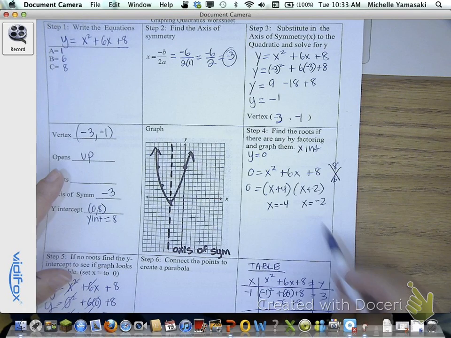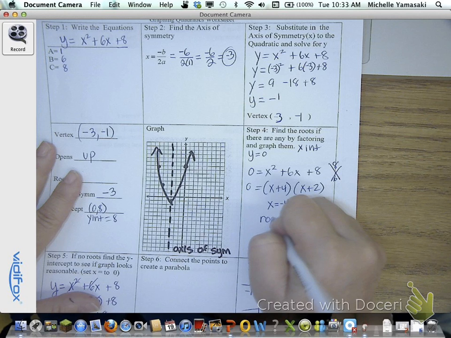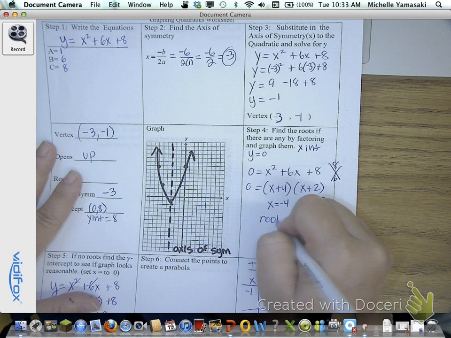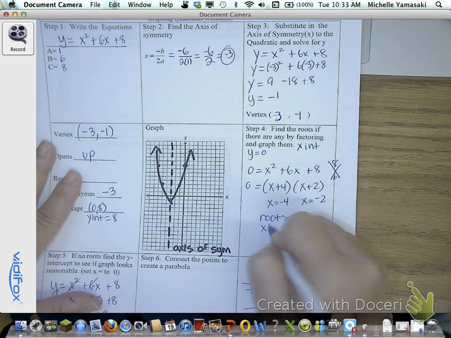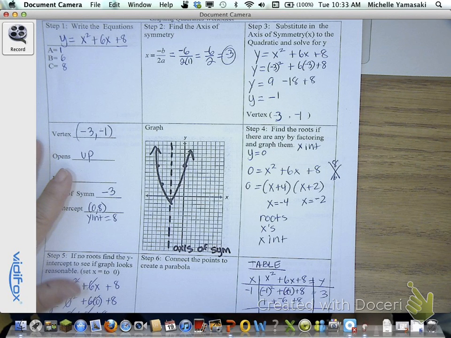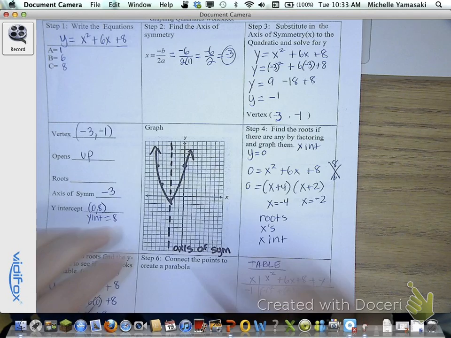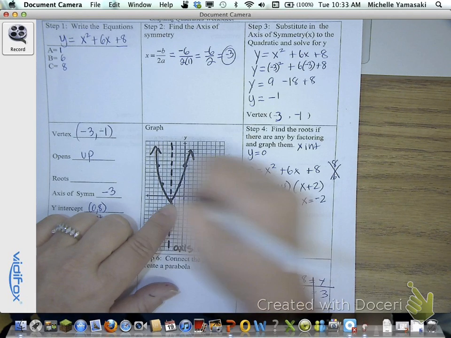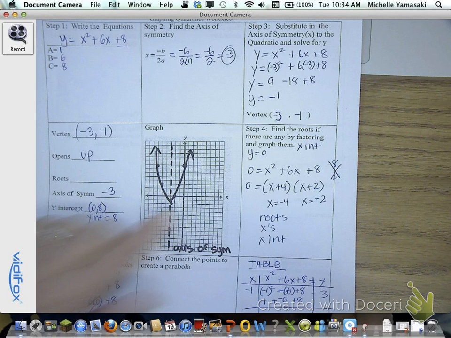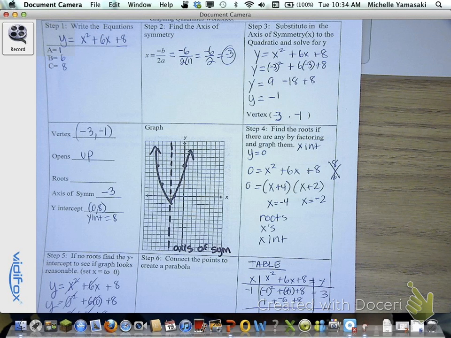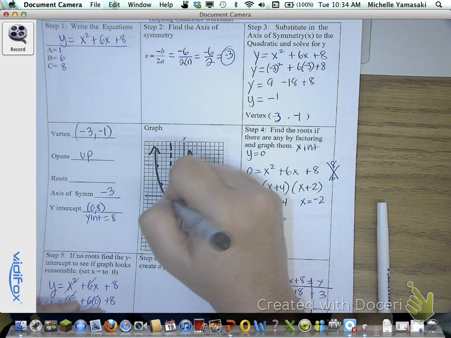We have a couple different names for that. Roots. We could call, these are our roots. These are our x-intercepts. These are our solutions. So if you notice, one root is at negative 2, right here. Put a point. And another root is at negative 4. 1, 2, 3, 4. And so again, those are 2 more points.